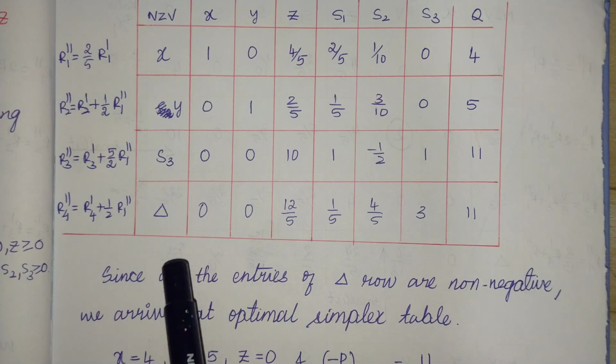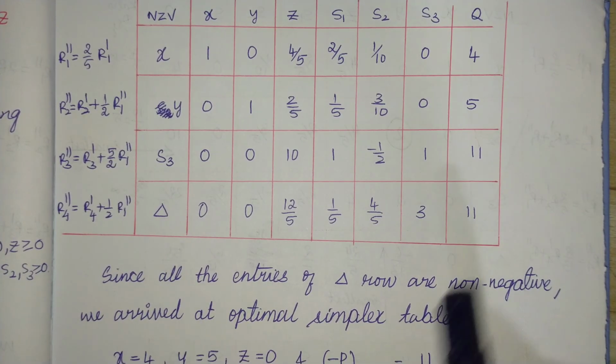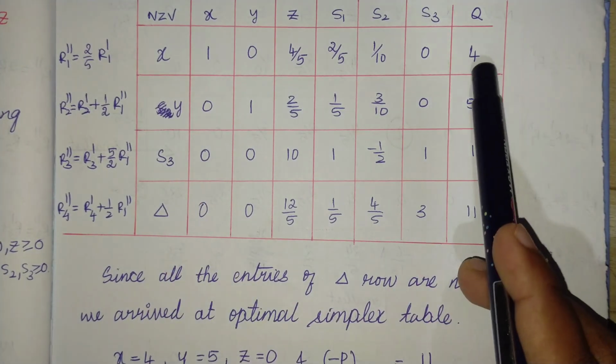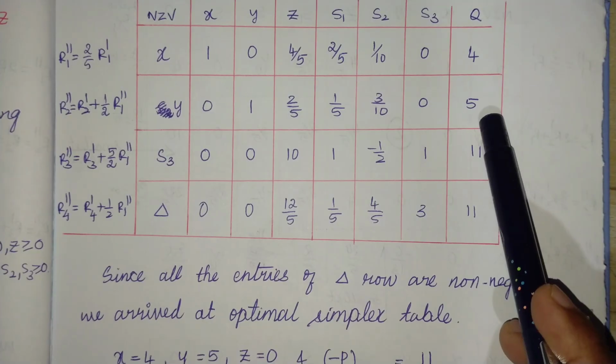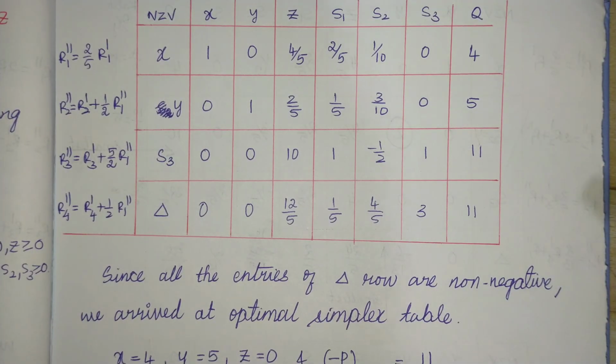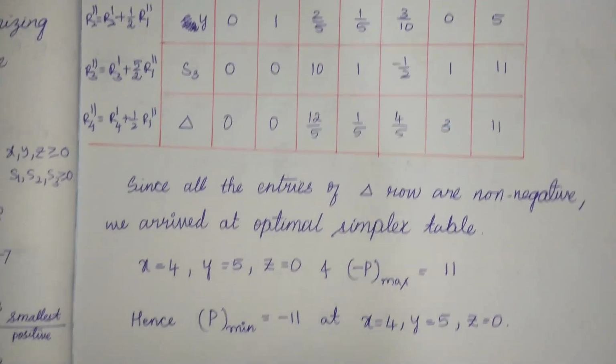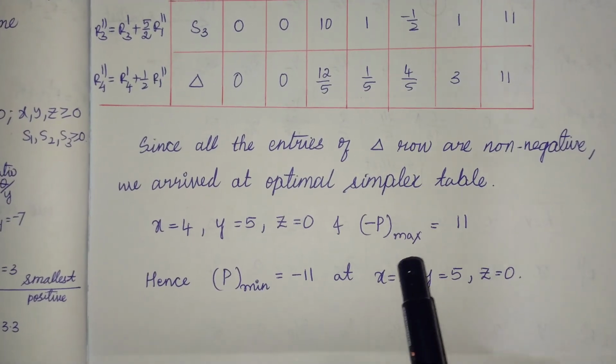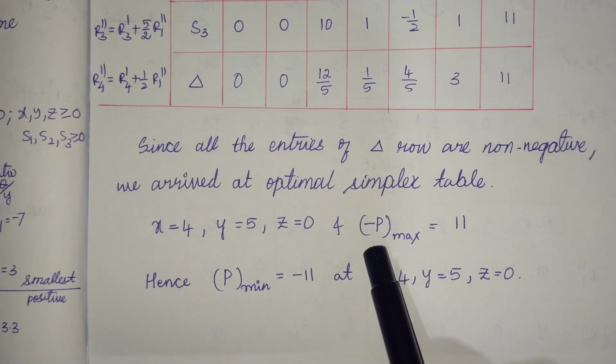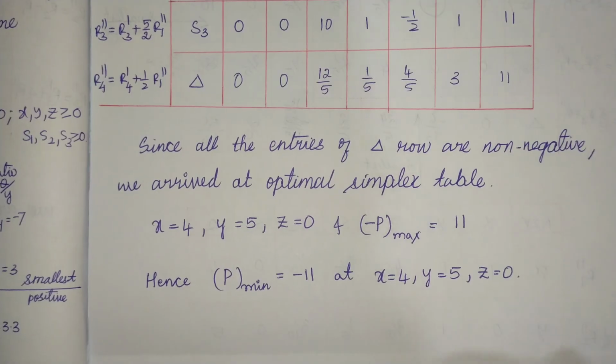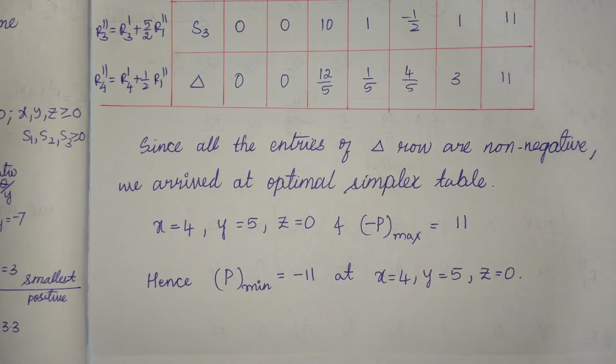And look at the delta row. All the entries are non-negative, therefore we arrived at the optimum simplex table. And here x equals 4, y equals 5, and of course z is not there, so z equals 0. And the maximum value of the objective function, which is minus p, is 11. As a consequence, the minimum value of p is minus 11 at the same entries. Thank you.